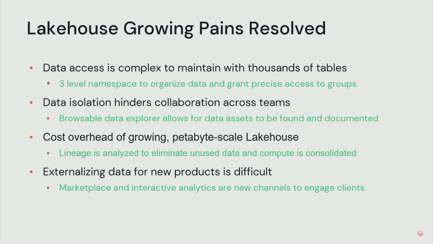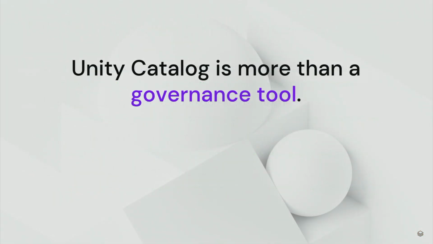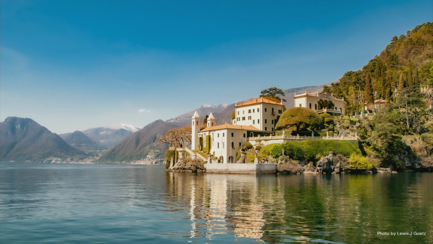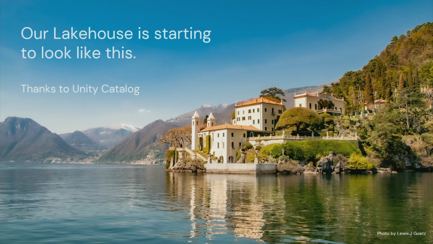And we have new experiences that we can build through BI tools that are now really performant because of using Unity Catalog. And that's really what I want to get across. Unity Catalog is a data governance tool, and it's a great one at that, but it does a lot more. It's that foundational element in your lakehouse that once you enable it, you can really activate your lakehouse and have your teams really create a lot more value and productivity for your organization. And for us, now that we've been on Unity Catalog for a couple of months, our lakehouse is starting to look like this again, and we're really excited about that. That's thanks to Unity.